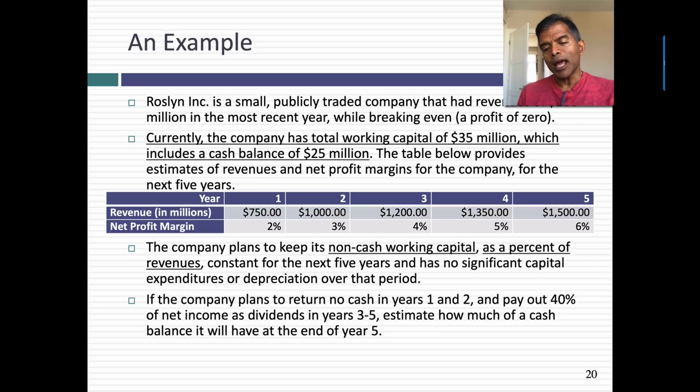The company plans to keep its non-cash working capital as a percentage of revenues constant for the next 5 years. Remember, I gave you the total working capital of $35 million and a cash balance of $25 million. Non-cash working capital then is $10 million. So you got to net the cash out. And also it plans to return no cash in years 1 and 2, pay out 40% of net income as dividends in years 3 to 5. My question is, how much will your cash balance be at the end of year 5?